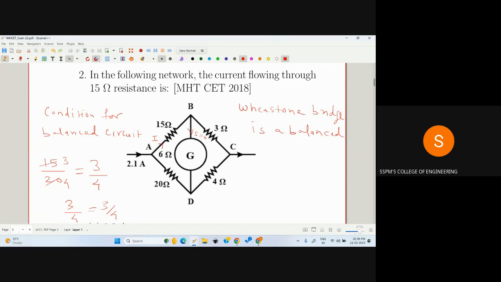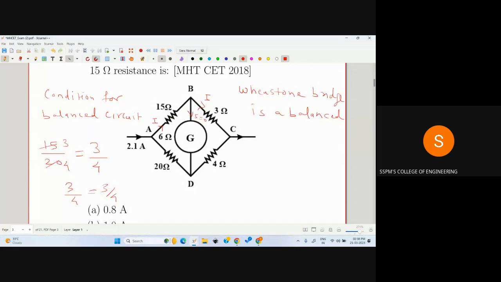The current is 0. It means that whatever current is flowing through the 15 ohm, the same current will flow in the 3 ohm. The same current I will flow in the 15 and 3 ohm. It means that the 15 ohm resistor and 3 ohm resistor are in series. So we have got a new circuit under the balance condition. The 15 and 3 are in series.